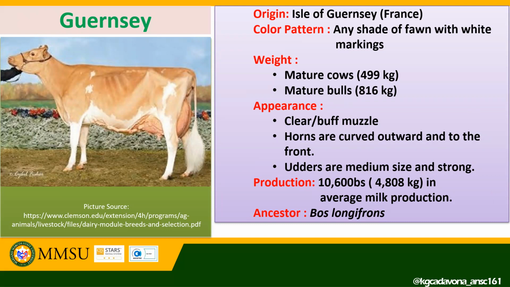on average. Then in terms of milk production, among the 6 breeds that were listed, Guernsey is ranked number 4 with 4,808 kilograms, and the most unique thing about it is its milk, because it is golden in color. Okay, so just take note of that. The milk of the Guernsey is golden in color. Then for its ancestor, we have the Bos longifrons.